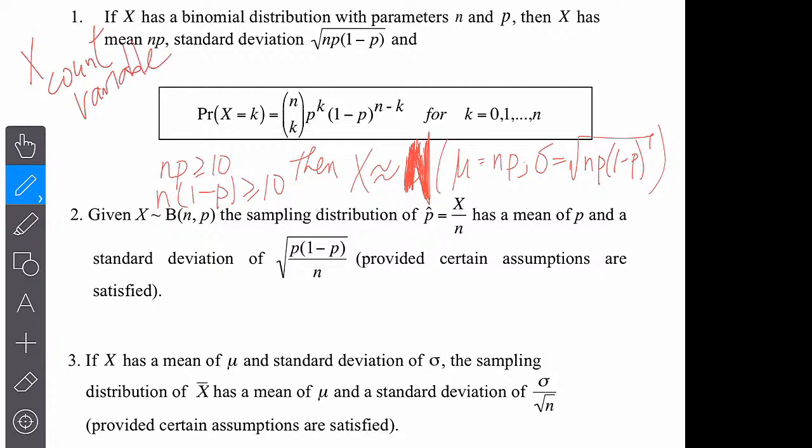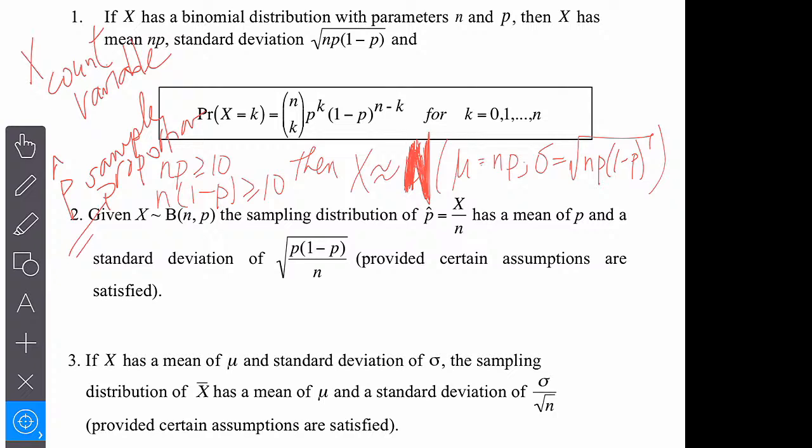On the formula sheet, number 2 refers to p hat, the proportion or sample proportion variable. Okay, so that's for number 2. The theory on number 2 comes from number 1, because p hat is computed as a ratio of the number of successes in n trials divided by how many trials.